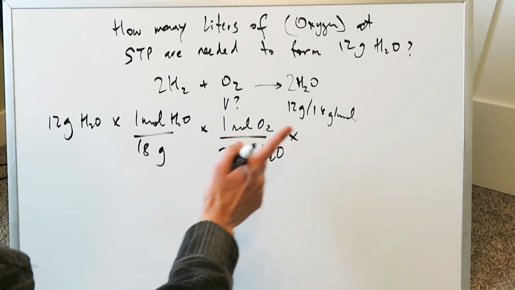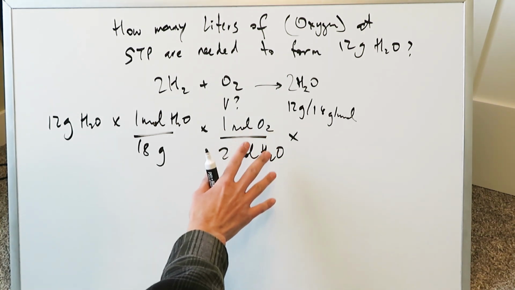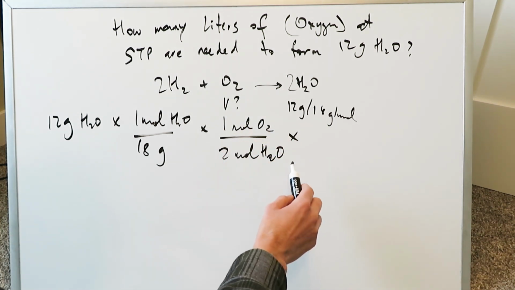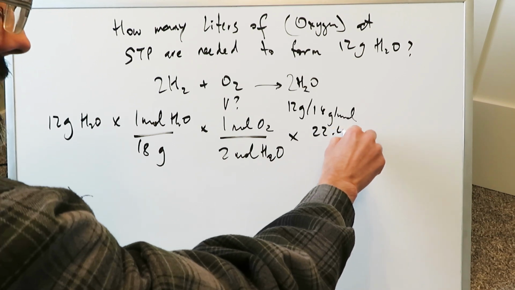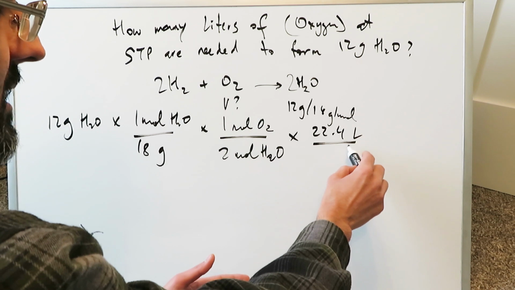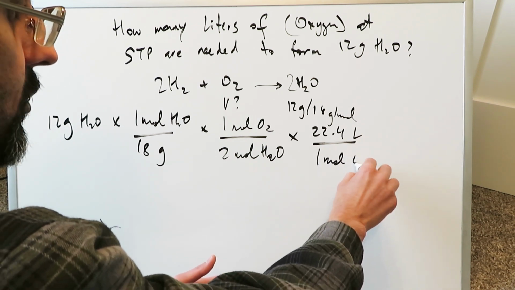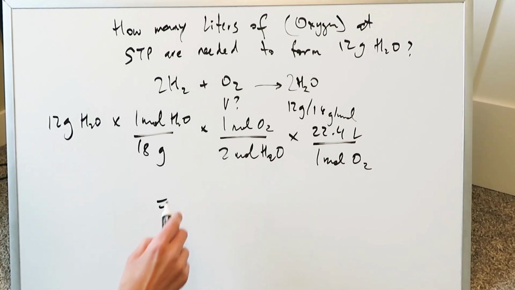And then you have to think about everything here with STP, and you have to somehow convert a mole into a volume, for which you have that conversion factor. 22.4 liters. This is called your molar volume of a gas at STP. 22.4 liters of oxygen would be generated or would be occupied by 1 mole of that oxygen, and that will give you exactly what you want.